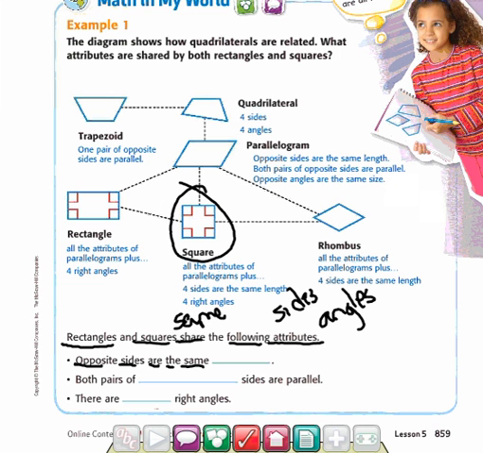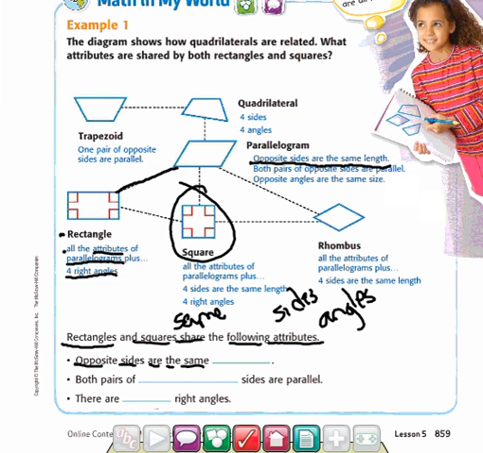It tells us in a rectangle that all the attributes of a parallelogram plus 4 right angles. But wait a minute, it doesn't say anything about sides. But what it does say is all the attributes of a parallelogram. So we have to come back over here. Notice I have a dotted line over to parallelograms. So here's our parallelogram. Let's see what it says about opposite sides. Opposite sides are the same length. Hey, that gives us an idea of what they're asking for.